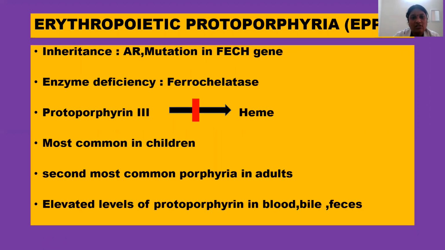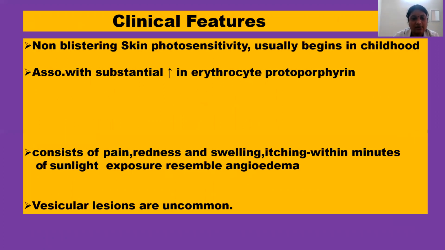Erythropoietic protoporphyria is an autosomal recessive disorder, and there will be a mutation in the ferrochelatase gene. So the ferrochelatase enzyme will be deficient. So protoporphyrin IX will not be converted to heme. It is the most common porphyria in children and the second most common porphyria in adults. There will be elevated levels of protoporphyrin in blood, bile, and feces.